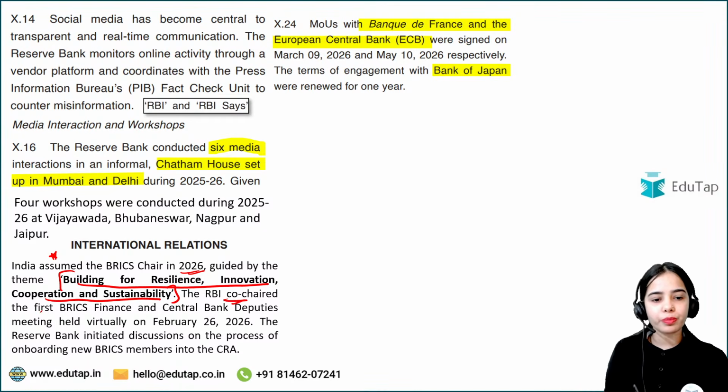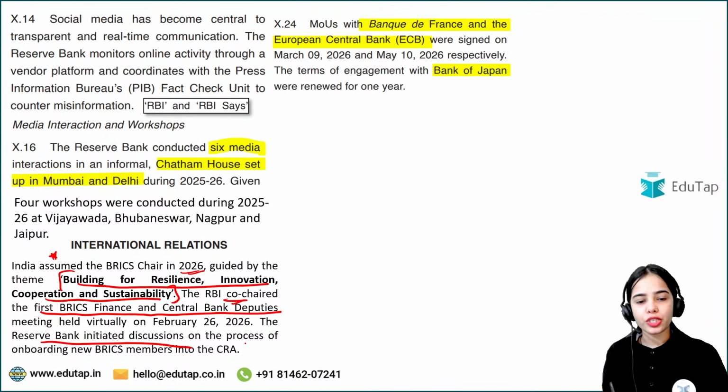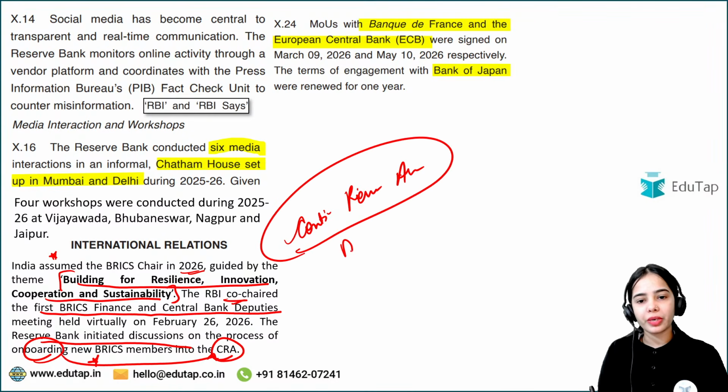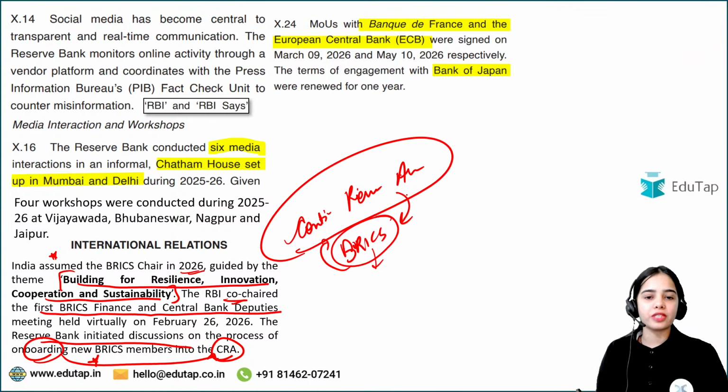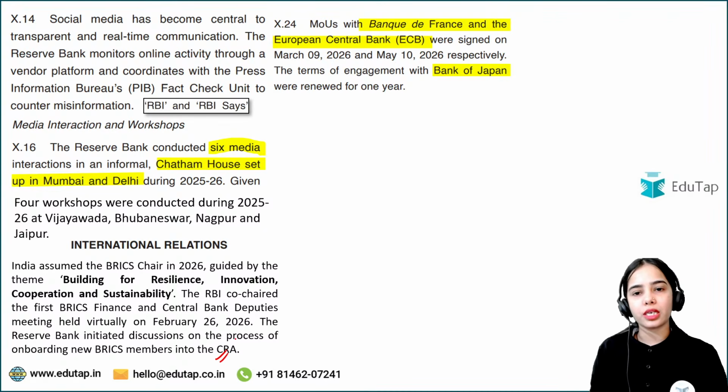RBI co-chaired the first BRICS Finance and Central Bank Deputies meeting. RBI also initiated discussions on the process of onboarding, because new members have joined BRICS, so they have to be onboarded into the Contingent Reserve Arrangement. Basically, only the BRICS members can use this. The BRICS members contribute to this arrangement, and when a BRICS member is in a balance of payments crisis, only then can they use the funds from the Contingent Reserve Arrangement. So Reserve Bank initiated discussions on onboarding the new BRICS members into the CRA.